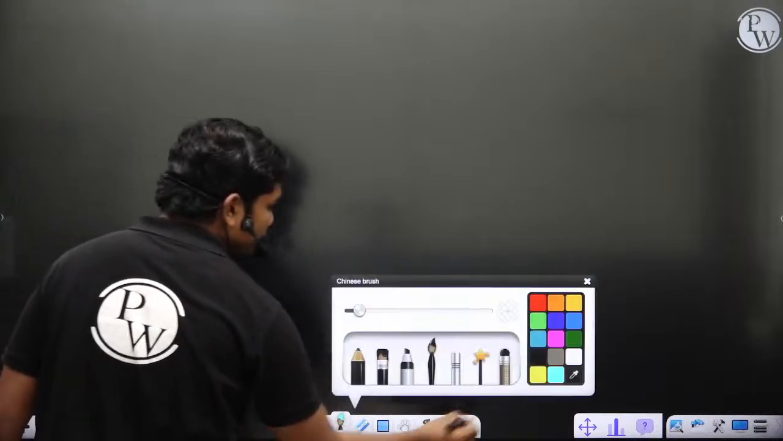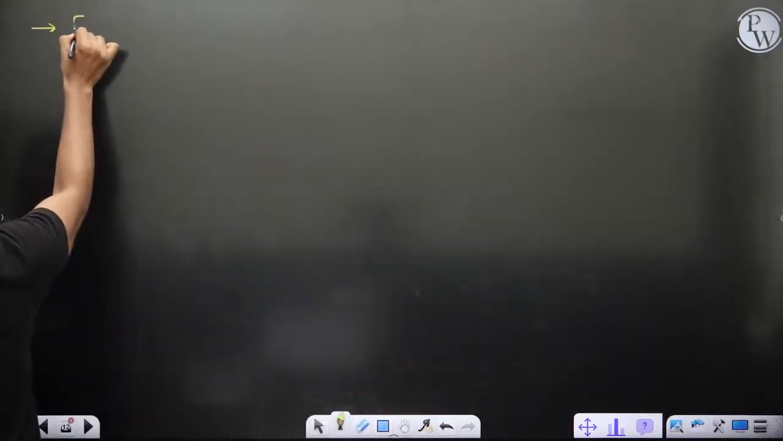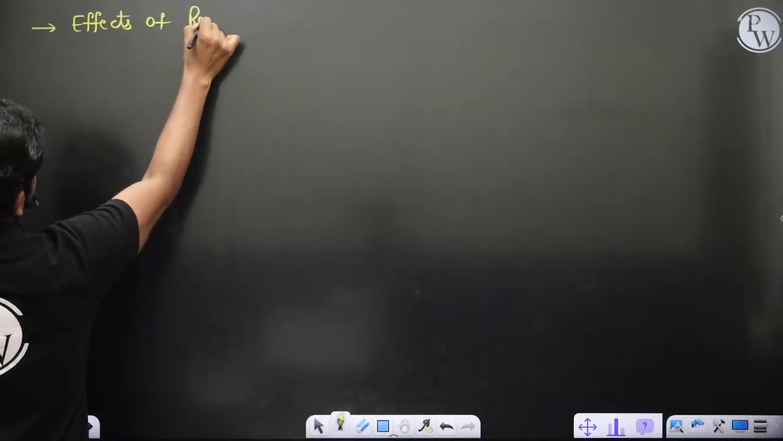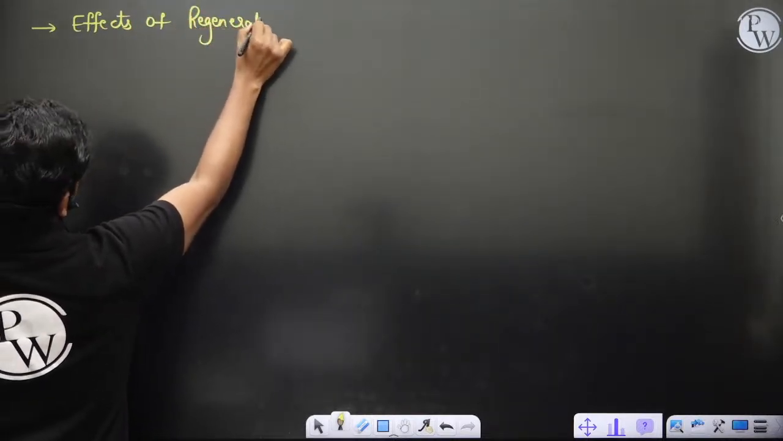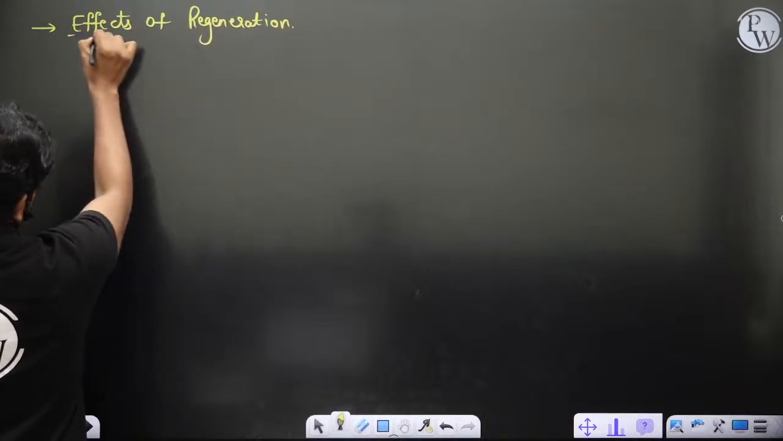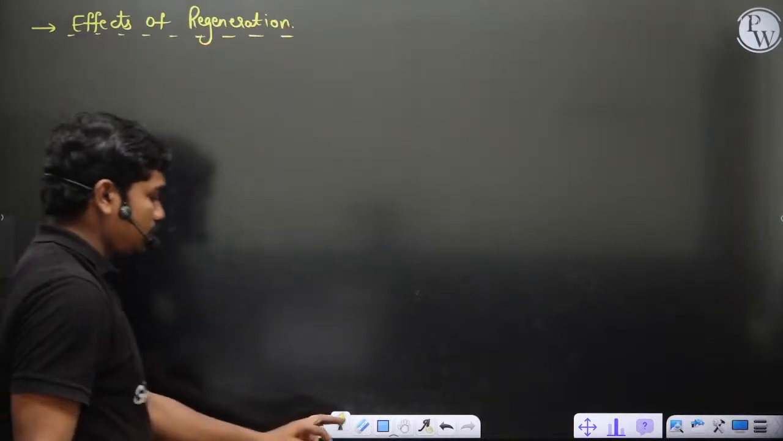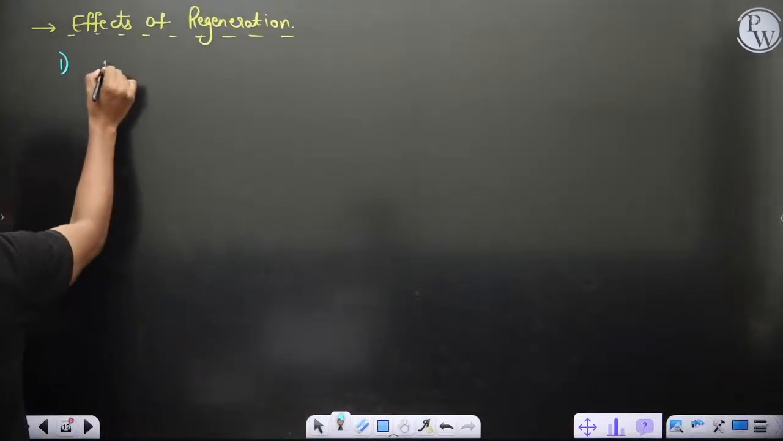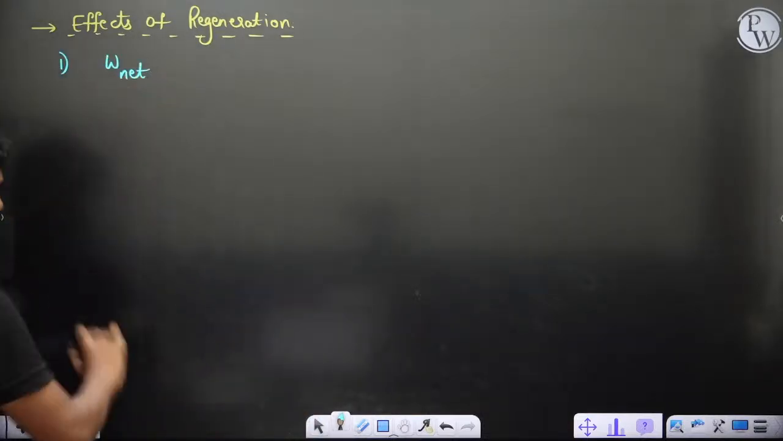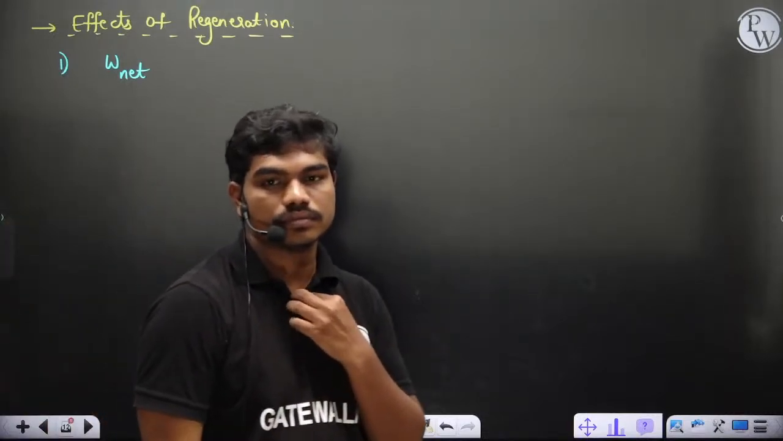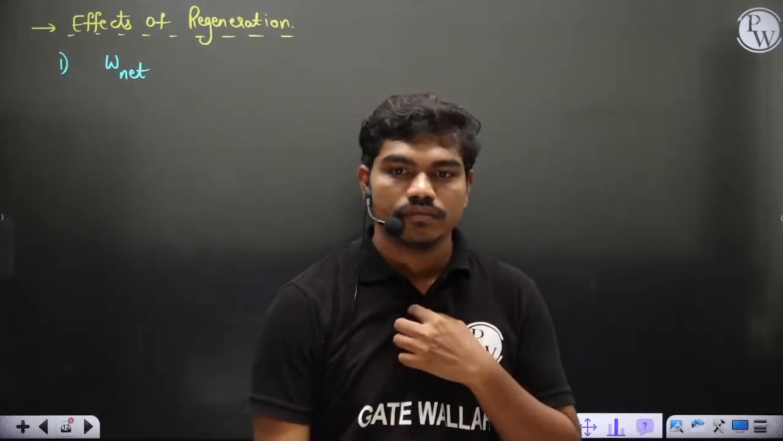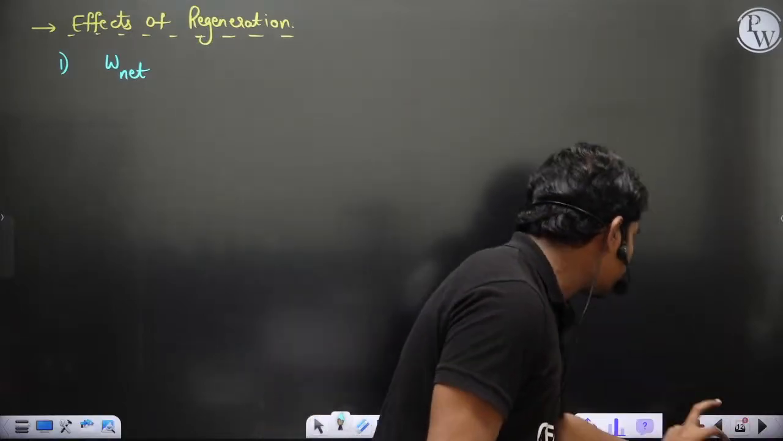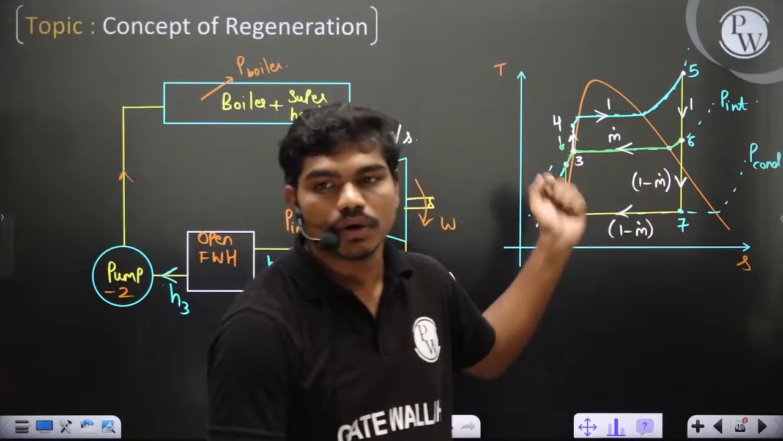So see here, effects of regeneration. So first, let us start like the previous cases. Now, W net. Come on, tell me what happens to W net? Net work output. Increases or decreases? See this diagram and try to tell me what happens to net work output here.